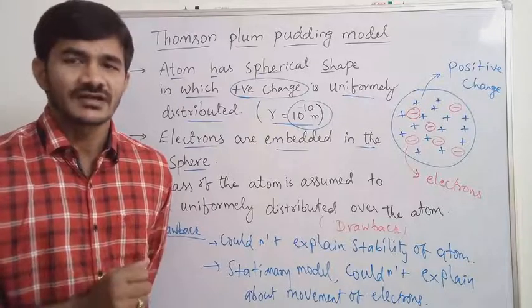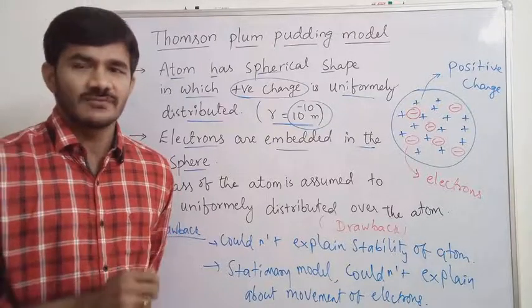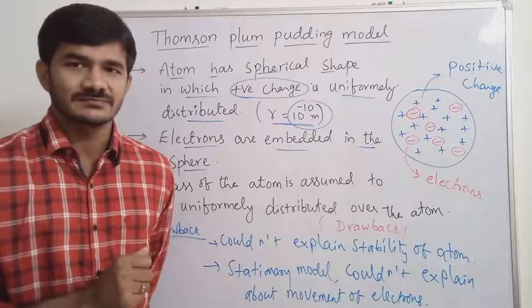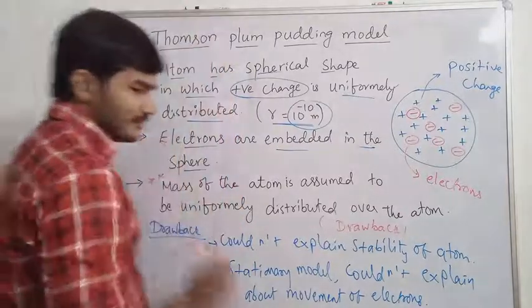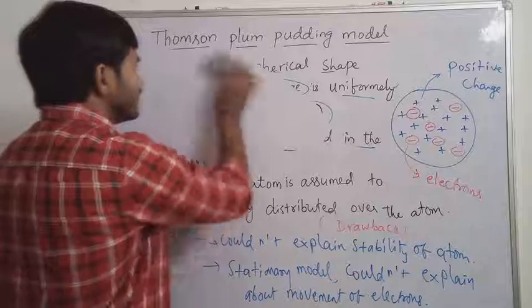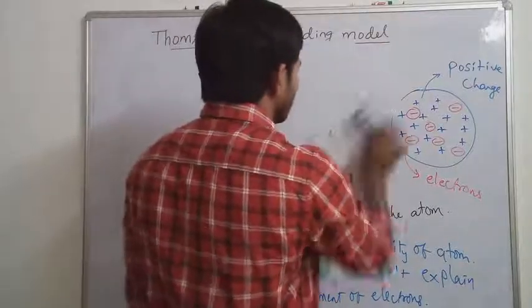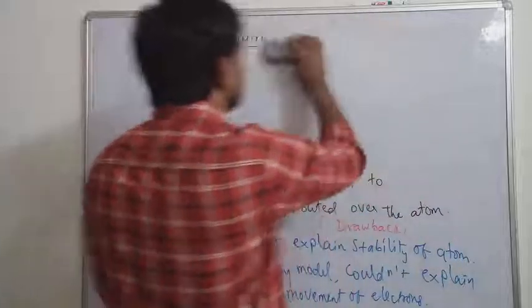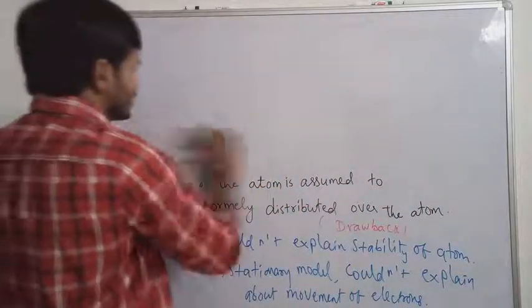Before explaining about Rutherford model, first we have to understand about the alpha, beta, gamma radiations. Let us understand first, because in the alpha ray scattering experiment, the scientist used alpha rays in the alpha ray scattering experiment by Rutherford. So first we have to understand about alpha, beta, gamma radiations and all.